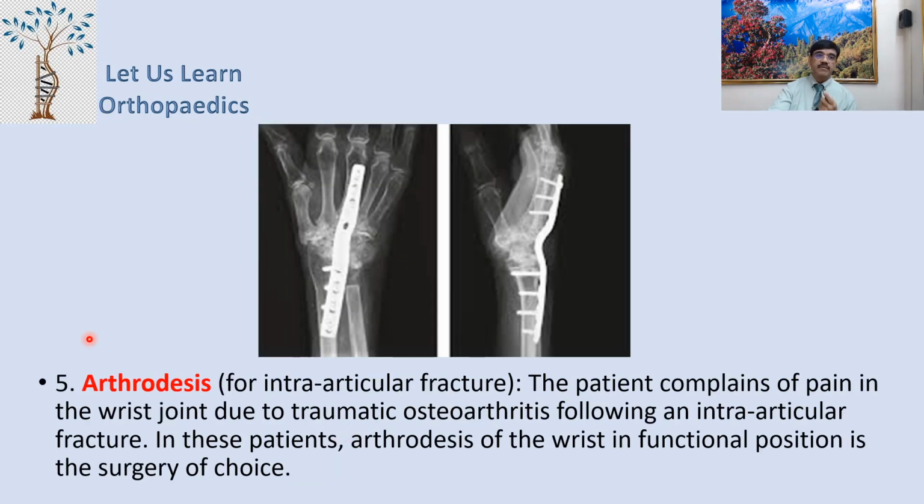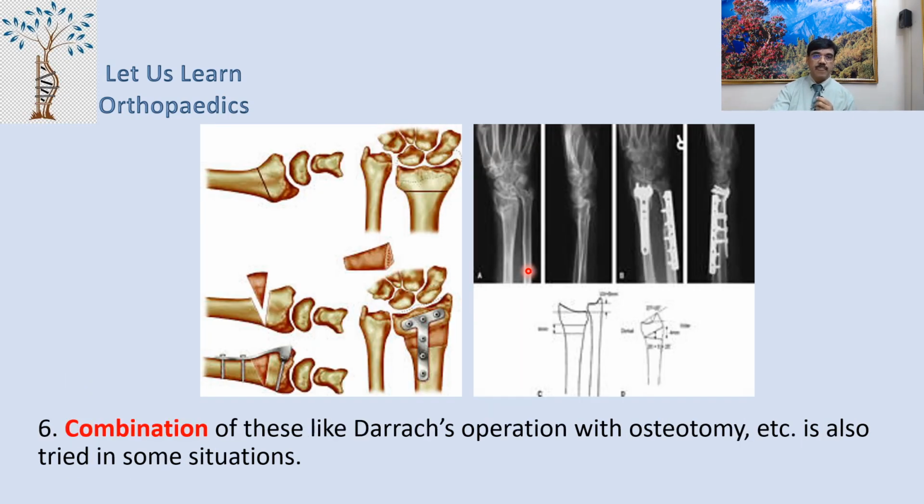And finally, the 5th option remains is arthrodesis. For the intra-articular fracture, when the patient complains of pain in the wrist joint due to the traumatic osteoarthritis following an intra-articular fracture, and in these patients, the wrist in a functional position, means slightly dorsiflexion position, is a surgery of choice. Now, and the 6th option is the combination of those surgeries, like Dirac operation along with osteotomy, etc. is also tried in some situation.